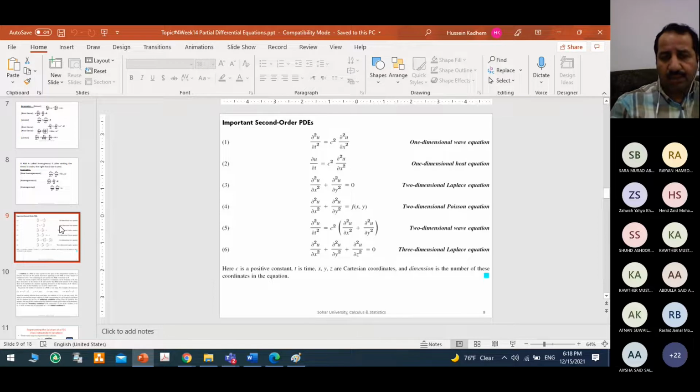These are samples of many well-known equations, second order partial differential equations in different specialties. In waves, this is called the wave equation, heat equation, Laplace equation, and so on.